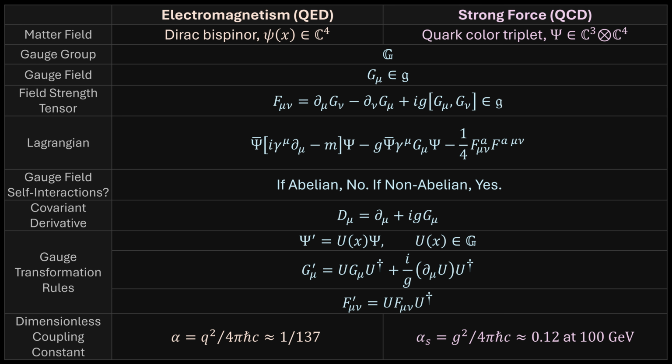Now, there is a profound difference between electromagnetism and the strong force, which is that the strong force is much stronger, as the name suggests. The strong coupling constant is very different from the fine structure constant of electromagnetism.